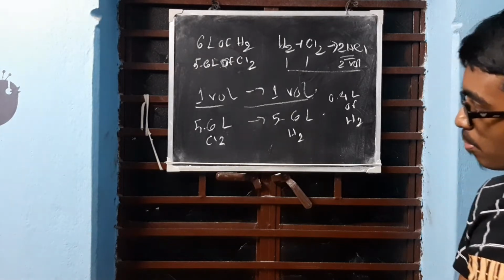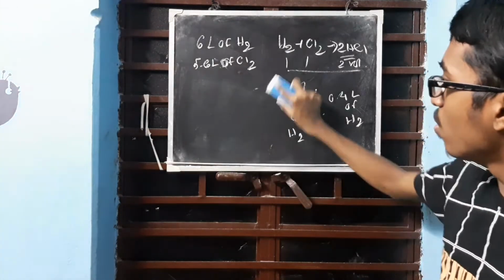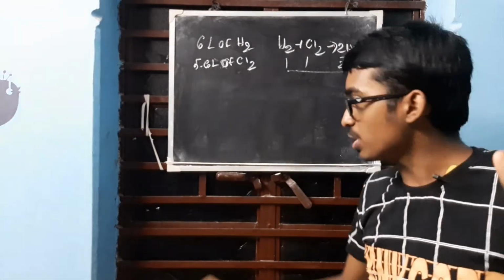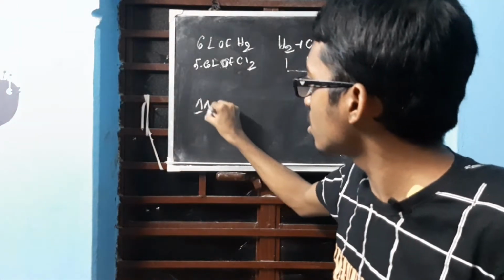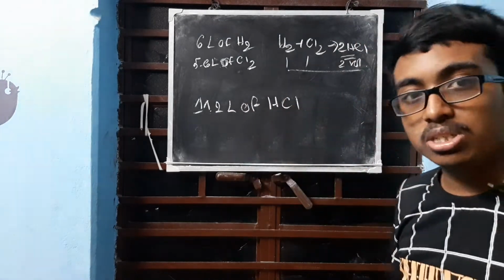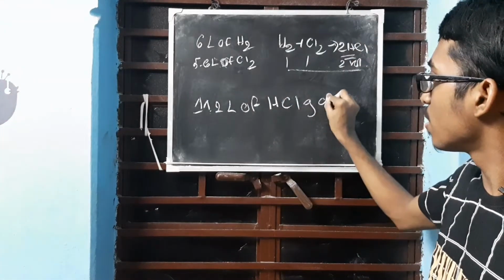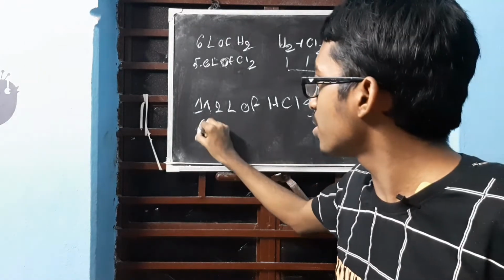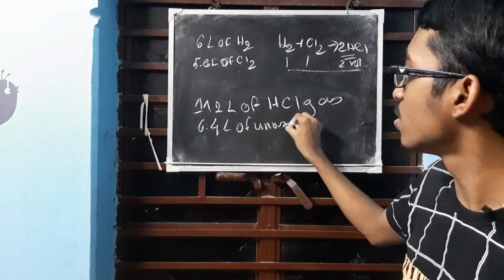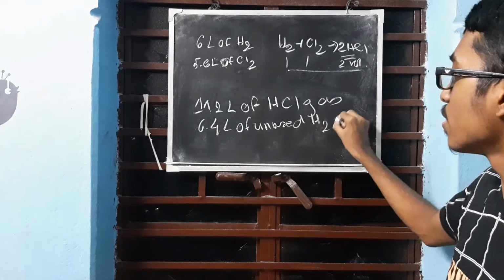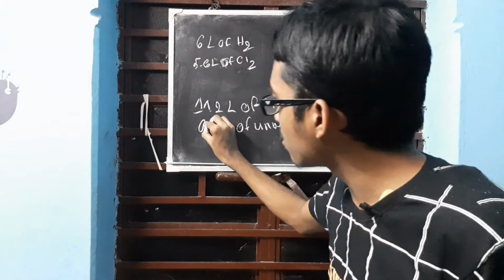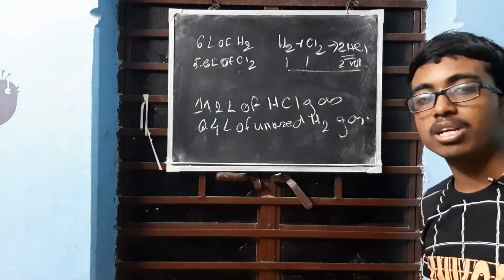So what will be the composition of the resulting mixture? 5.6 into 2 is 11.2. So the composition of the resulting mixture, the answer you have to write like this: 11.2 liter of HCl gas and something else, 0.4 liter of unused hydrogen. Understood? 0.4 liter of unused hydrogen gas.